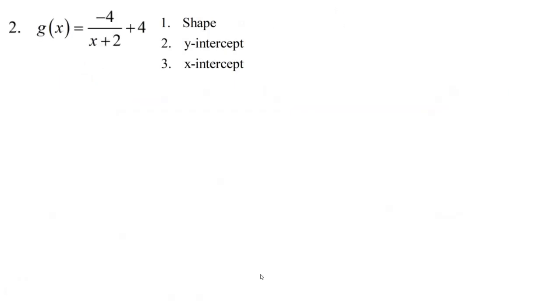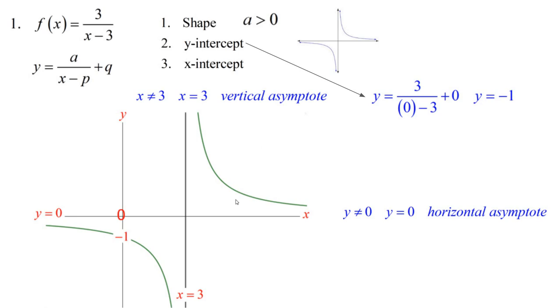And then just label it f. I forgot to label it f. You should put a little f there, and that's it. So there's your first hyperbola done.